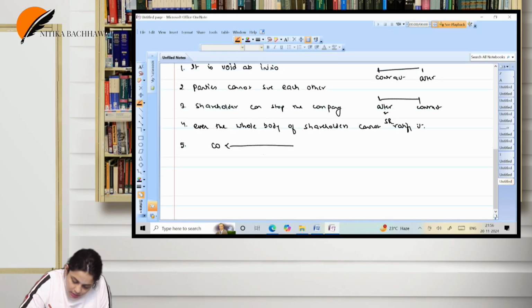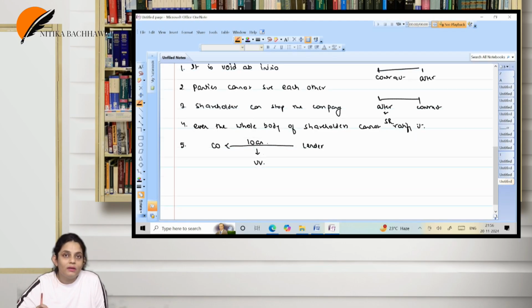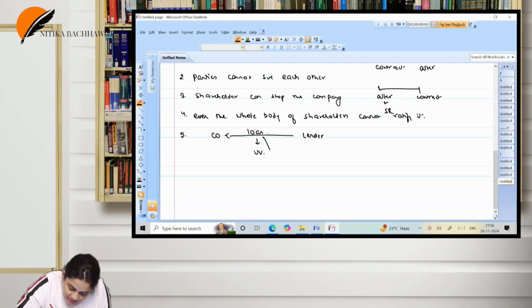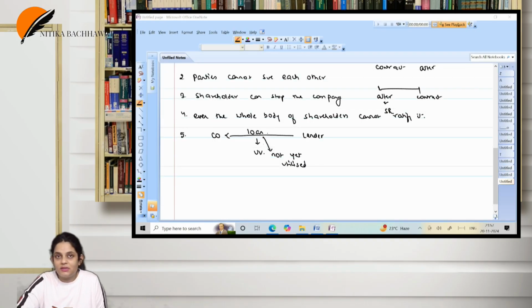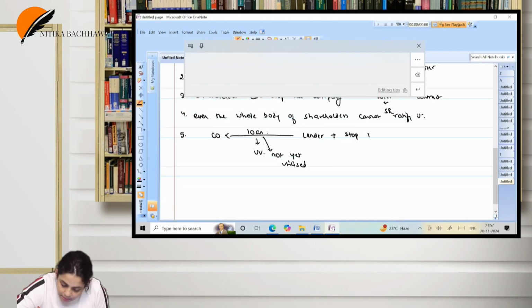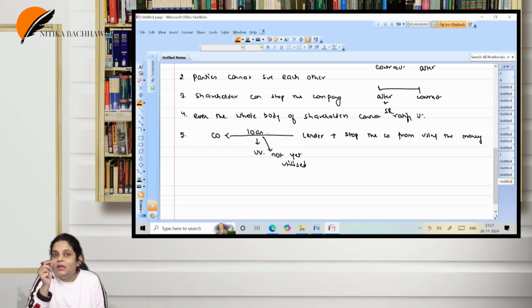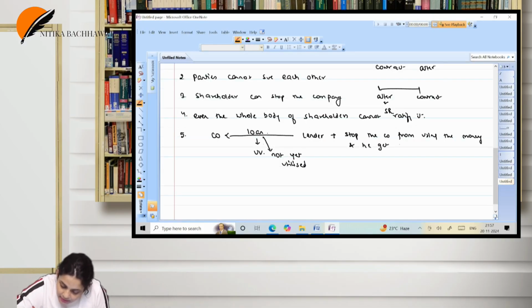Now, company took a loan from the lender and this loan was ultra vires. Okay? Company took a loan from the lender. This loan was ultra vires. The money is not yet utilized. Can the lender stop the company from using the money? Yes. If the company has taken any loan which is ultra vires and the money is unutilized, the lender can stop the company from using the money and he can get the money back.